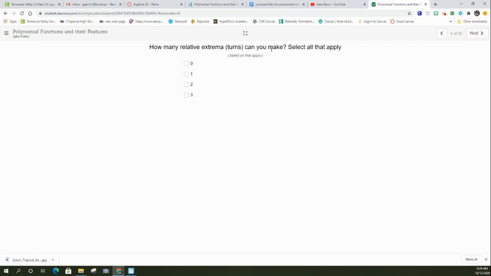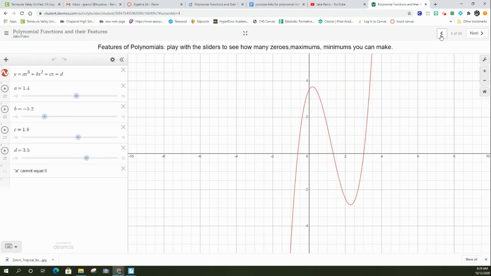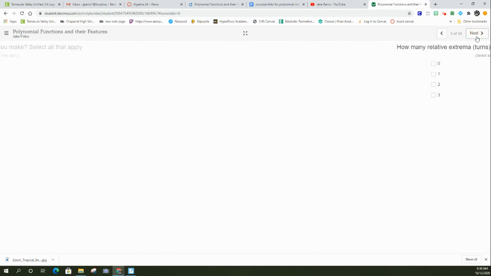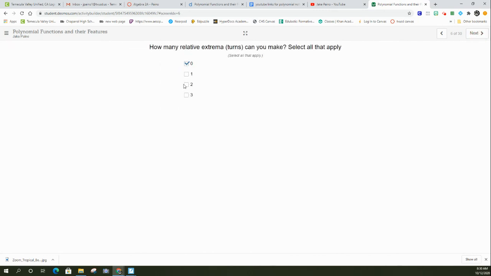How many turns? You did see that I have 2 turns here, but I was able to make it so that there are no turns. There's no way to get 1 turn, because if it had just 1 turn, then the end behaviors would be going the same direction. So I'm either going to have no turns, as you see here, or I could have 2 turns.